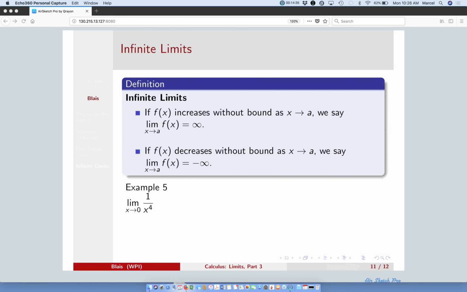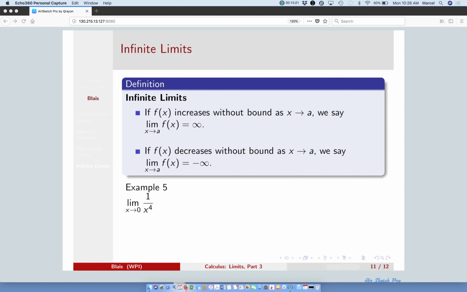Another topic that we had mentioned, but we will now define formally, is this idea of a function having a vertical asymptote. So if a function is increasing without bound as x approaches a, we say it has a limit of infinity. Now this is a case of the limit not existing, but it's a special case where we can describe its unbounded behavior. Similarly, if f of x decreases without bound as x approaches a, we say the limit as x goes to a of f of x is minus infinity. Again, these are both cases where the limit doesn't exist, but we're able to describe the limiting behavior of the function as x goes to a.